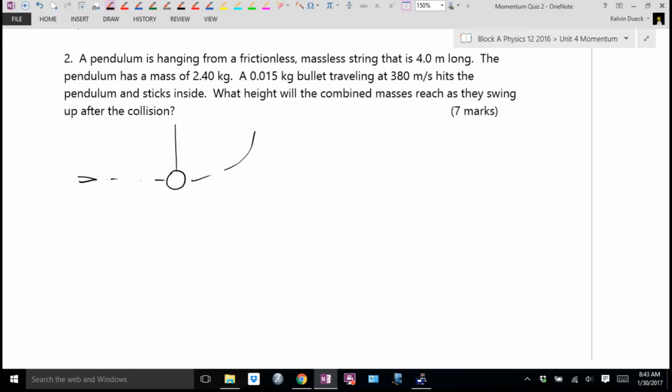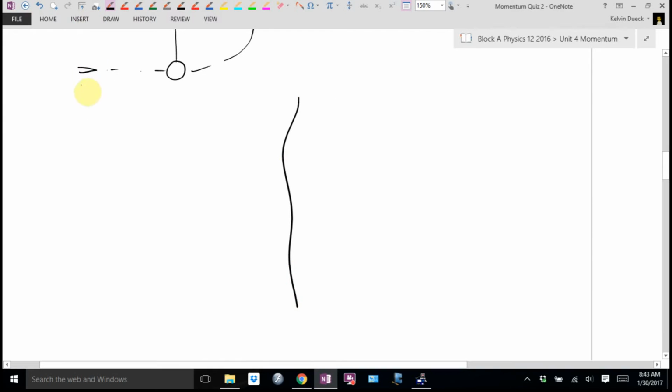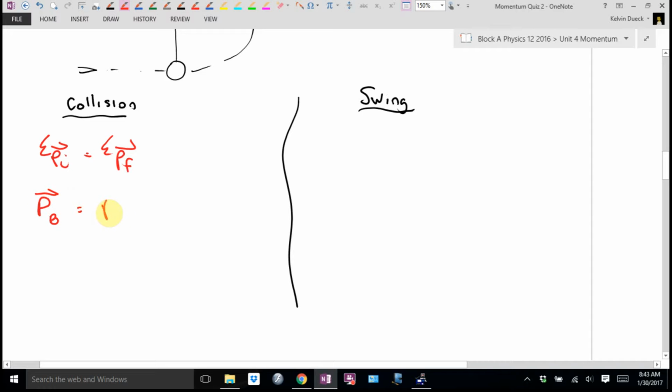That's a good question. So I'm going to divide this into 2 sections, I think. I'm going to have the collision section and the swing section. I think the collision, this is a job for conservation of momentum. Before the collision, what's moving? I have momentum of the bullet. Wham, they collide, and I have momentum of both afterwards. And I can make this initial and this final.